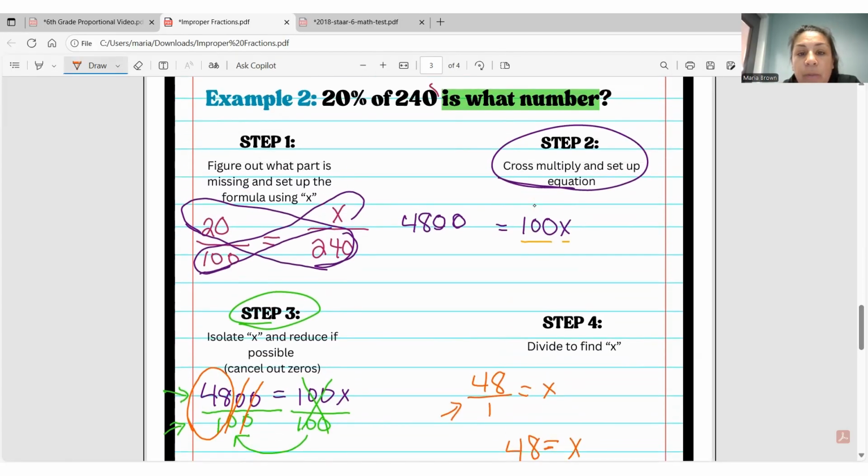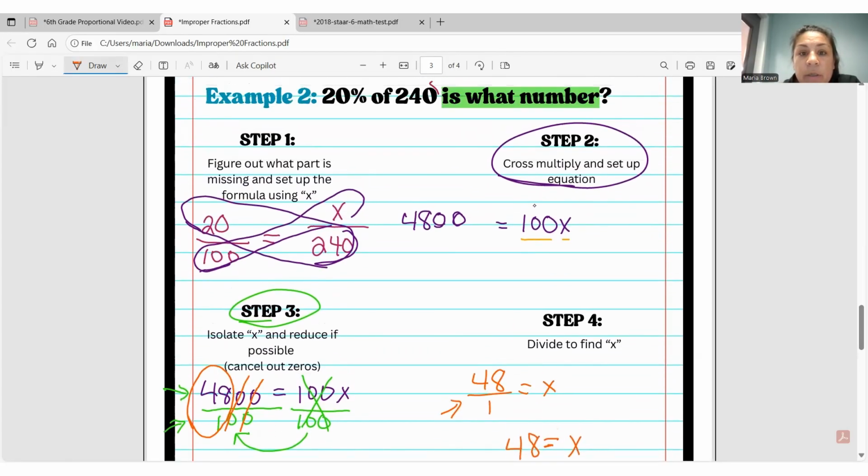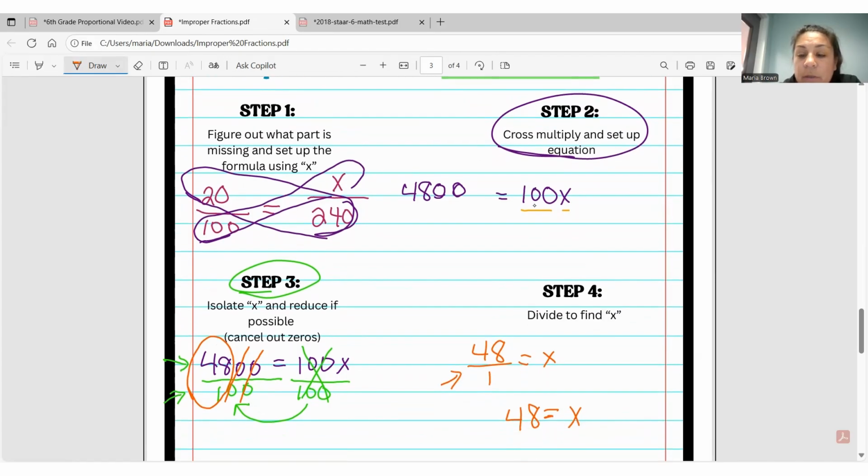So 20% of 240 is 48. So really, 48 out of 240 is 20%, okay? But this is what gives us the part and what we're looking for.